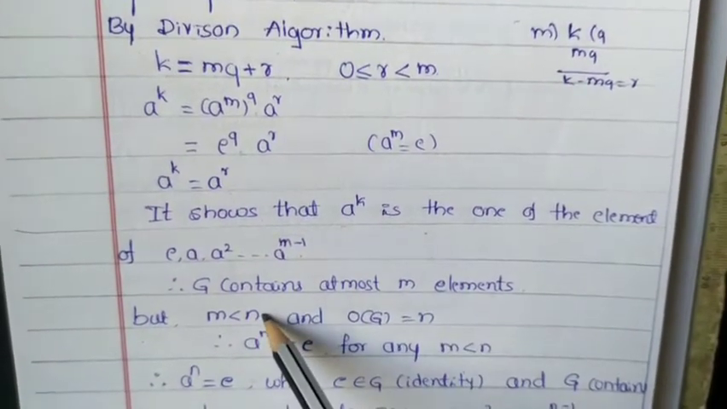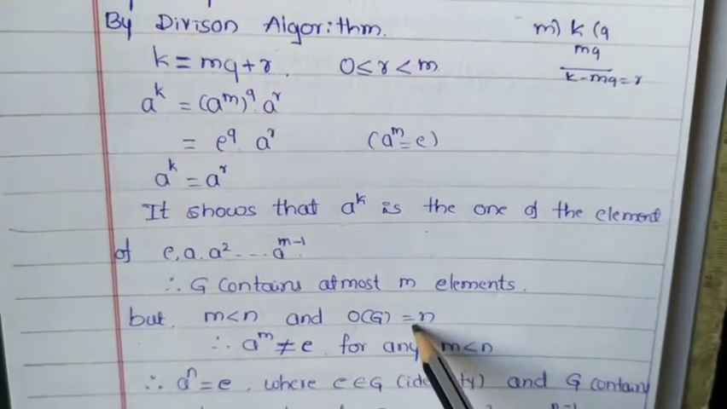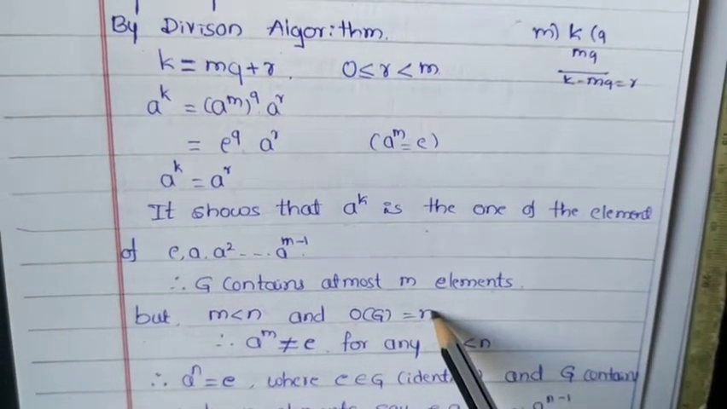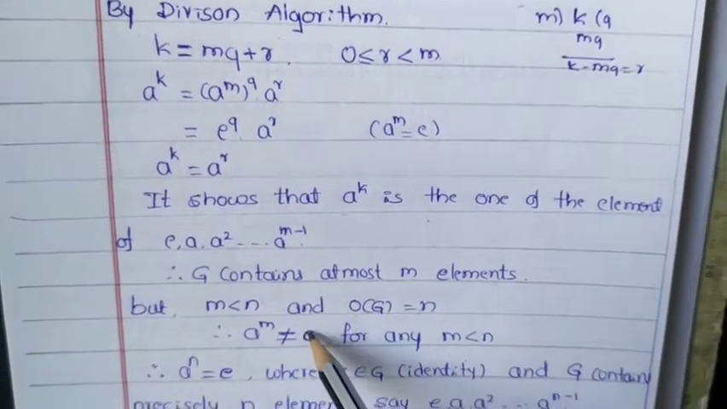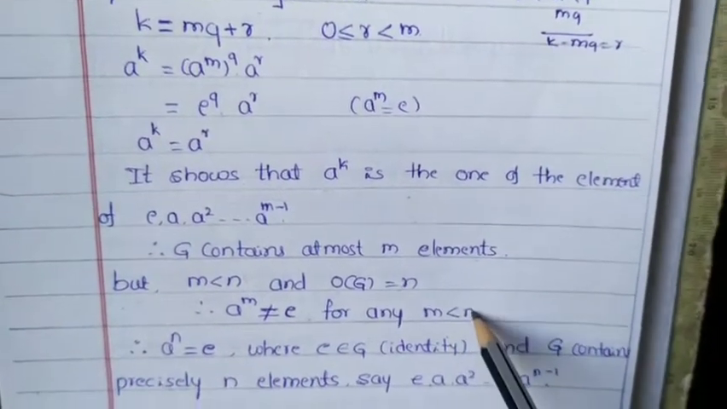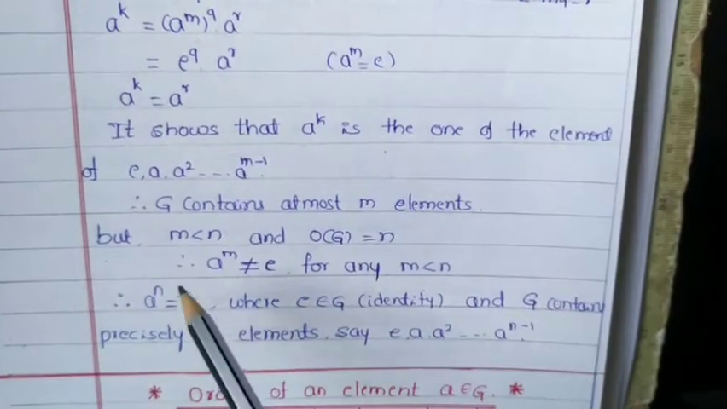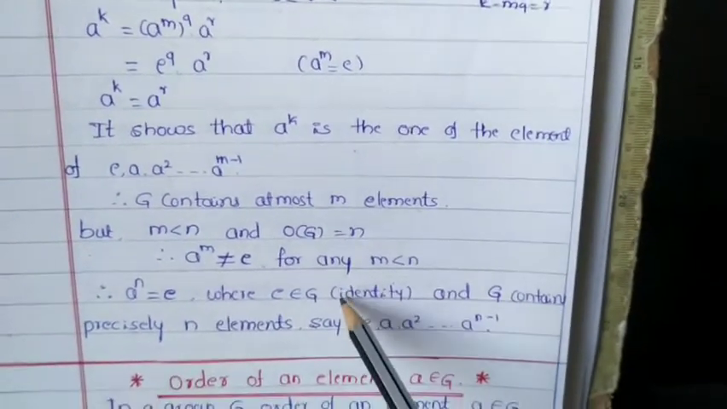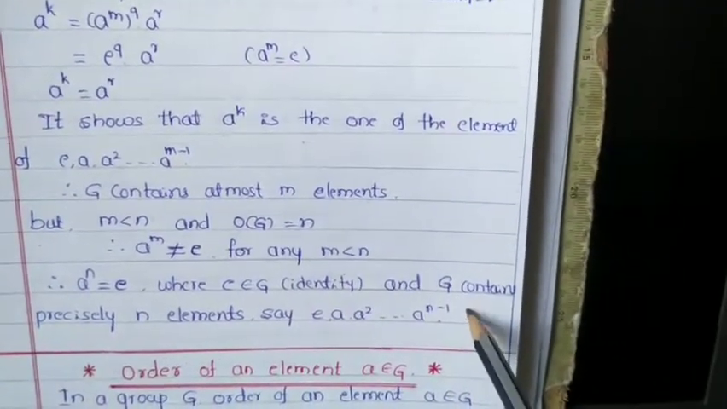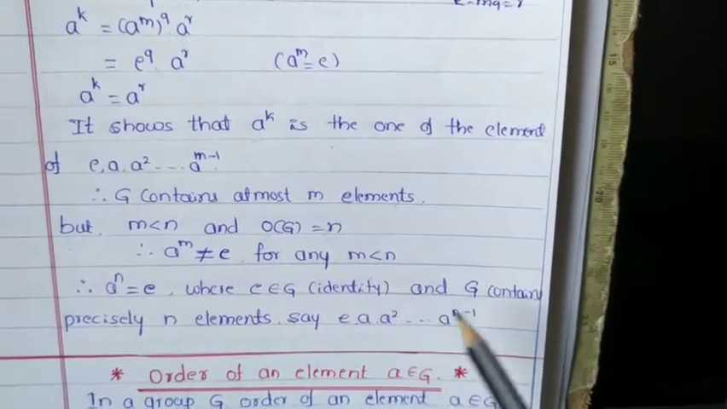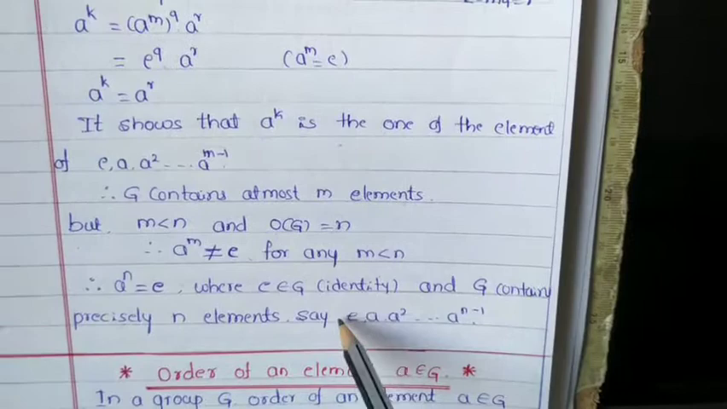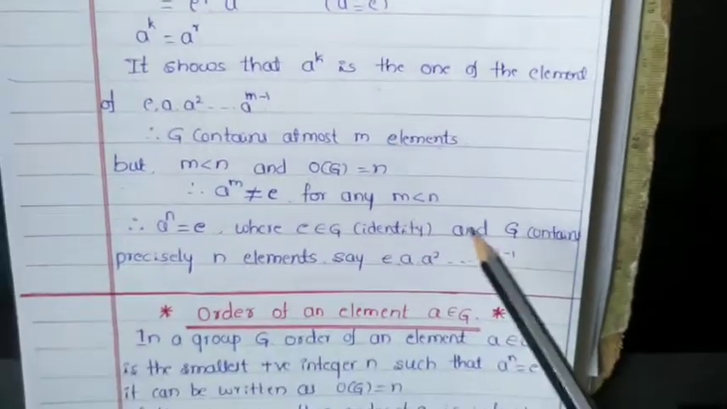But m is less than n, and the order of the group is n. Therefore, a raised to m should not be equal to e for any m less than n. Hence a raised to n equals e, where e belongs to G, and G contains precisely n elements, say e, a, a square, up to a raised to n minus 1. All these n elements are distinct from each other.